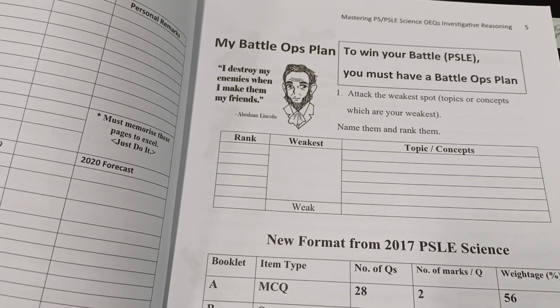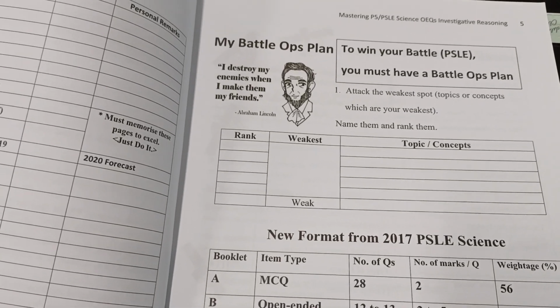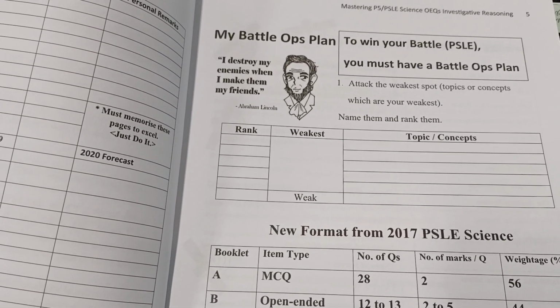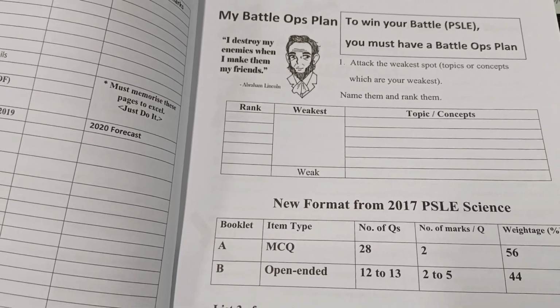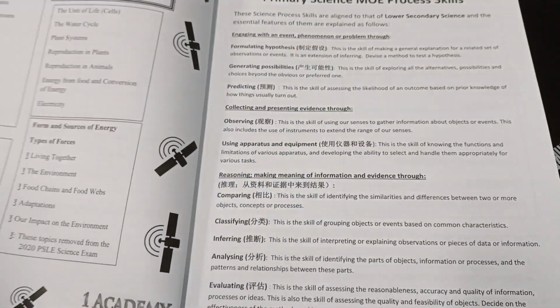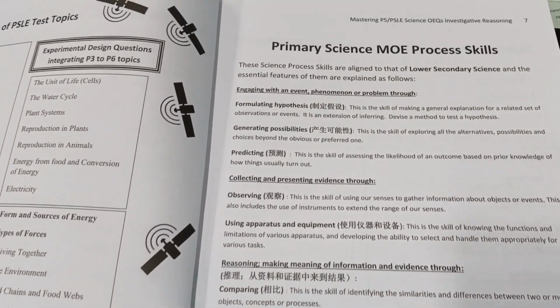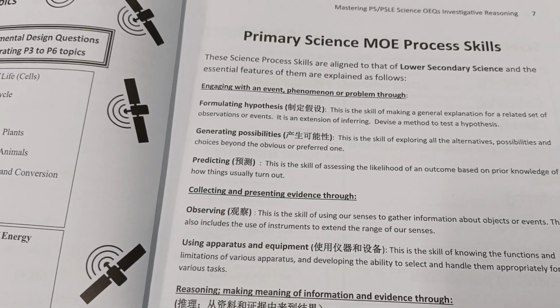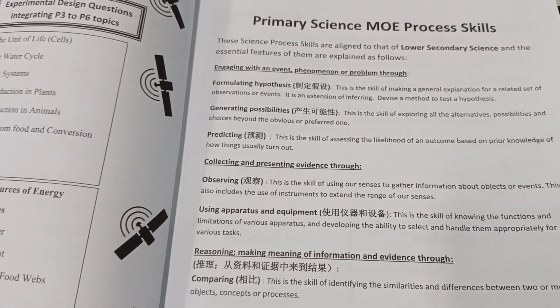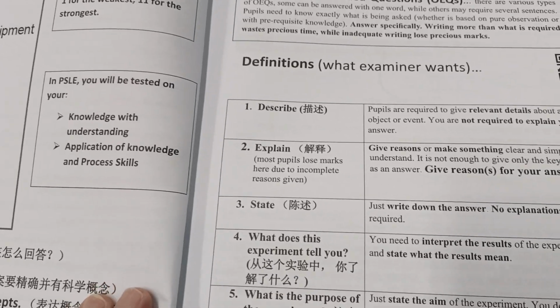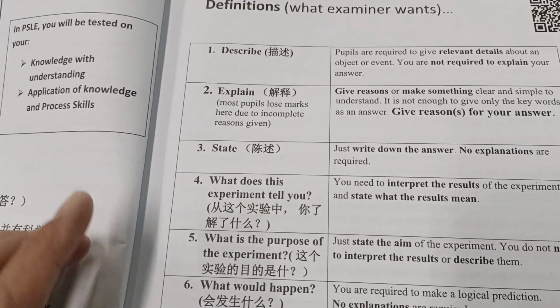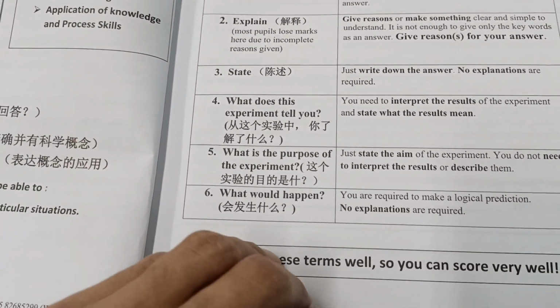So this is what I do. Taking an exam is like going to the battle. And it will help your child to identify the weakest topic your child is facing. And then I do personalized coaching to help your child to understand what MOE requires, the important science process skills, and what are the definitions the examiner wants, what is explained, what is described, all this important.